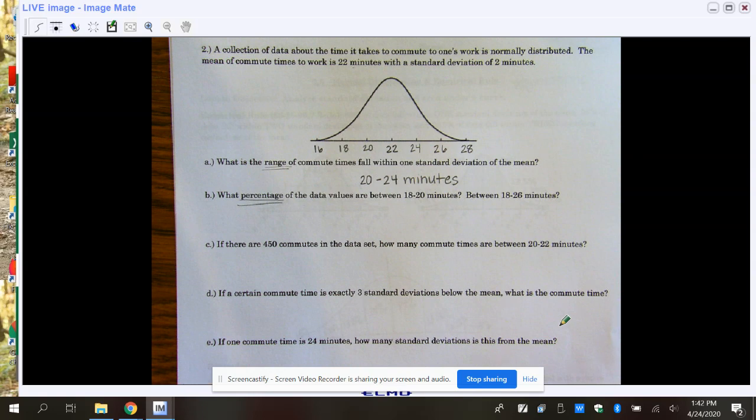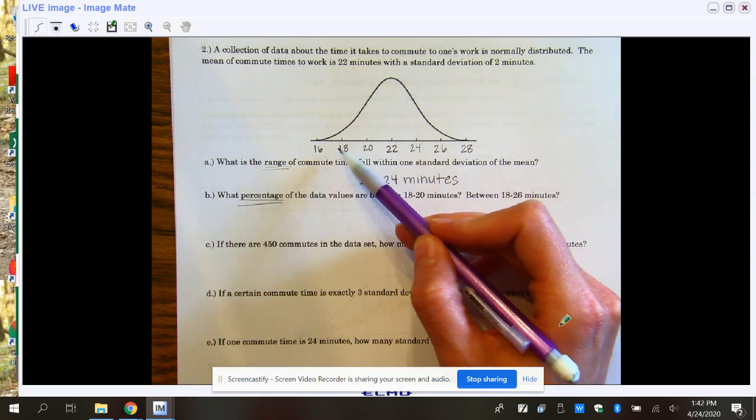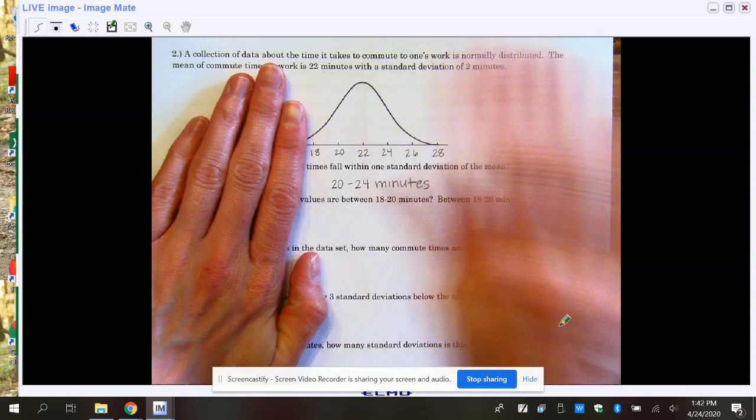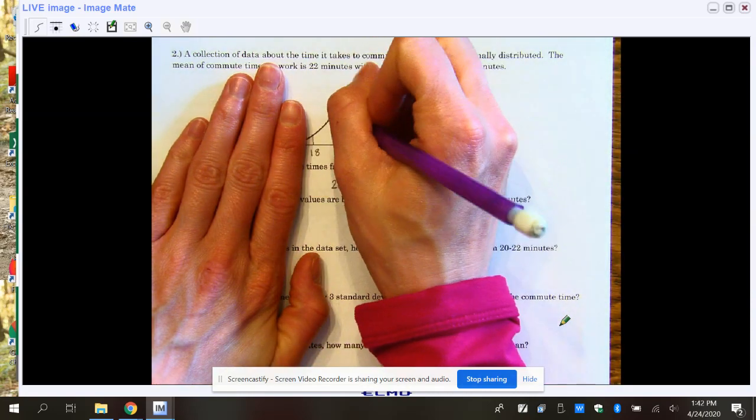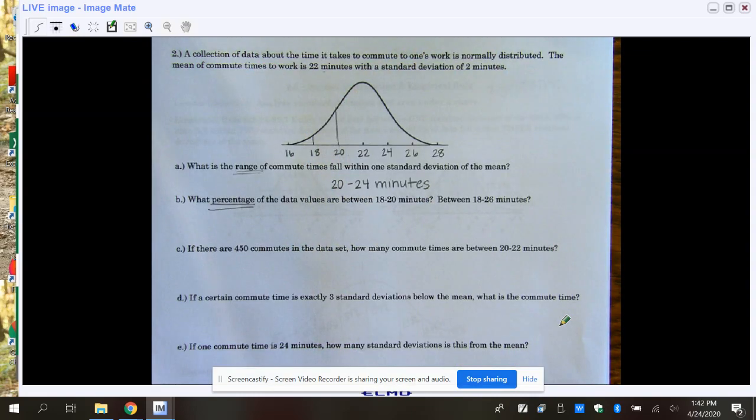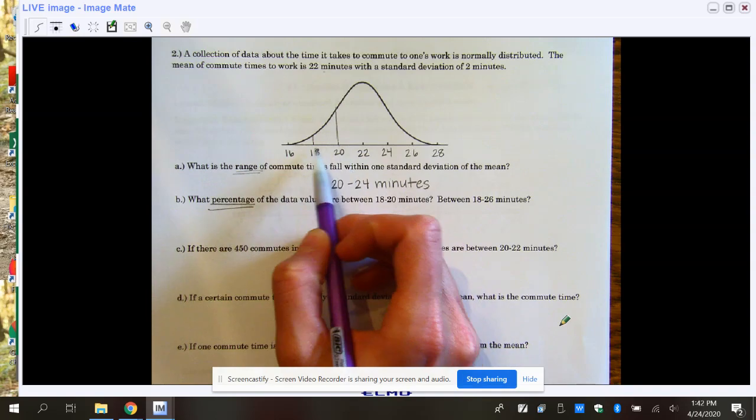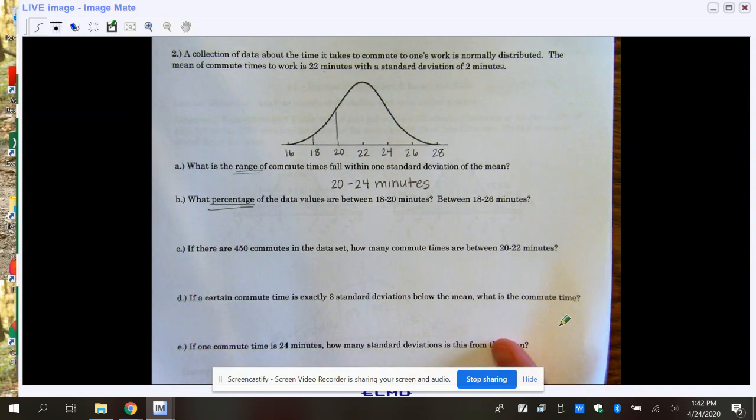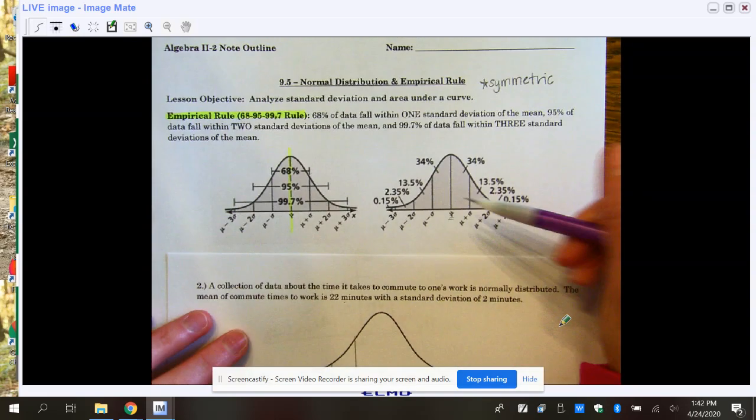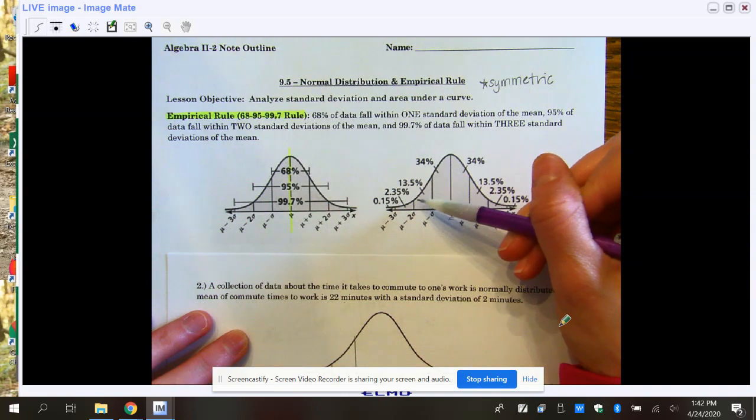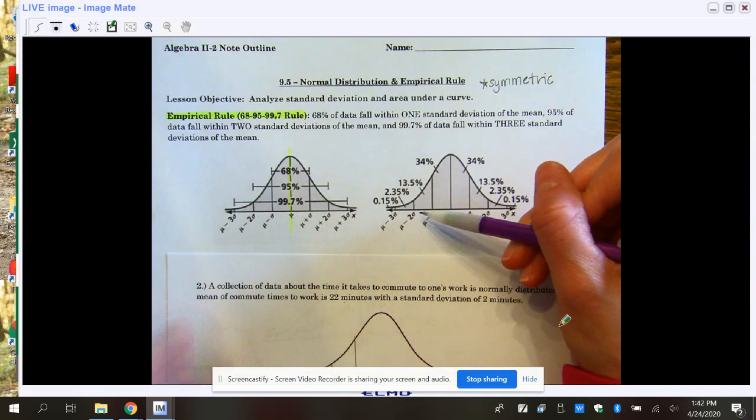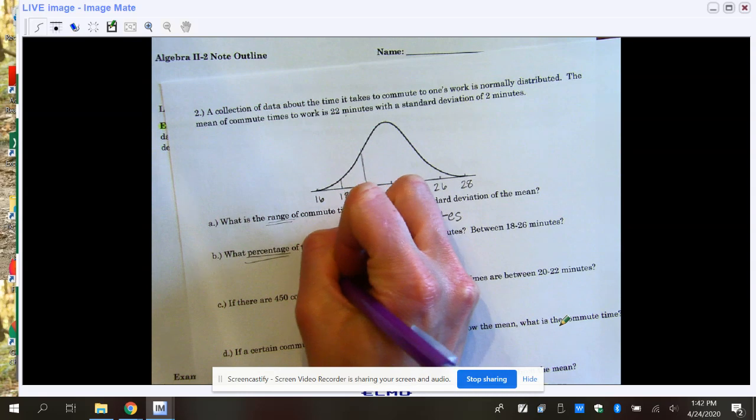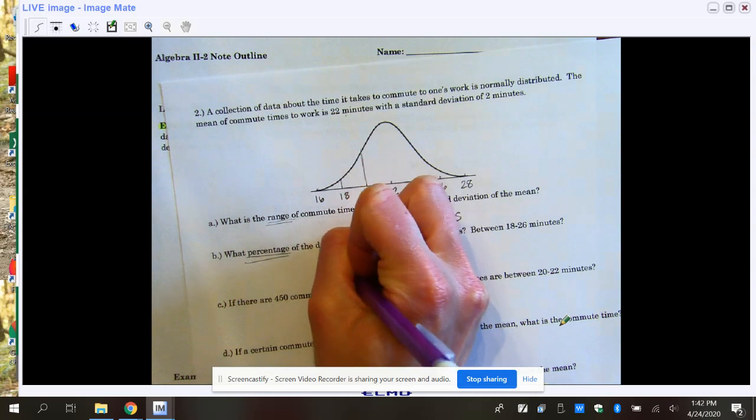So this one again goes back to the percentage. What percentage of the data values are between 18 and 20 minutes? Okay, so this little section, we need to figure out what percent of the data that represents. So this right here is between 1 and 2 standard deviations away from the mean. So that's this little section right here. So that would be 13.5%.